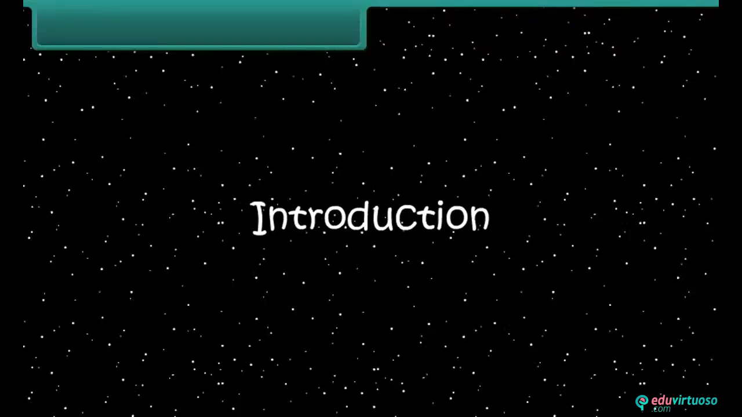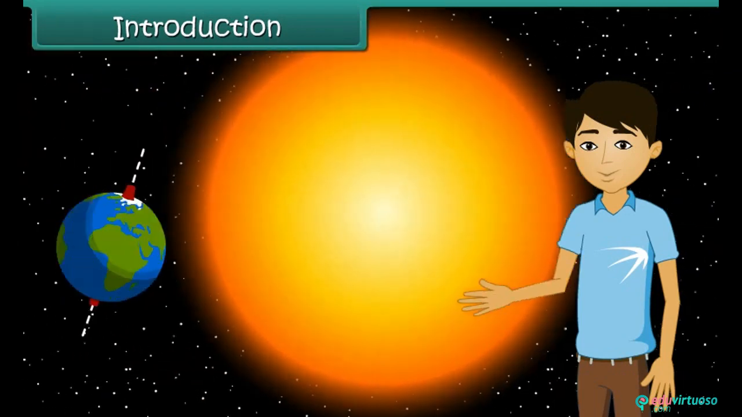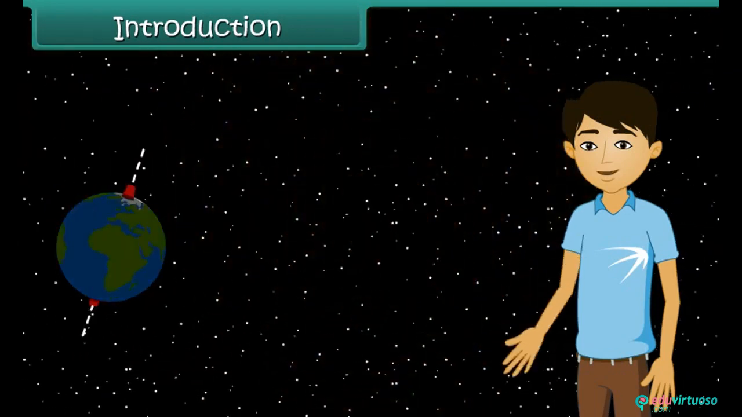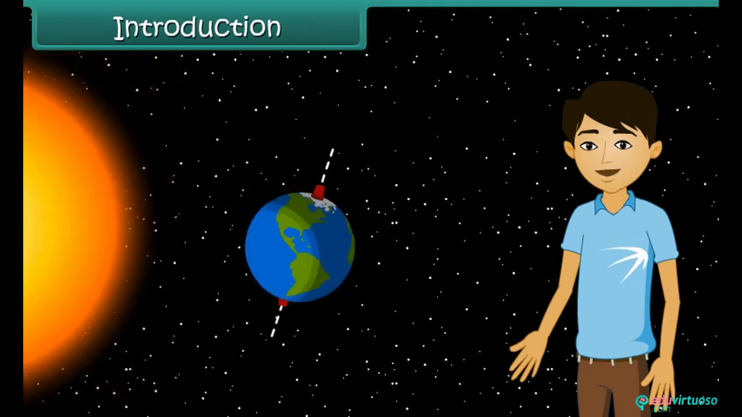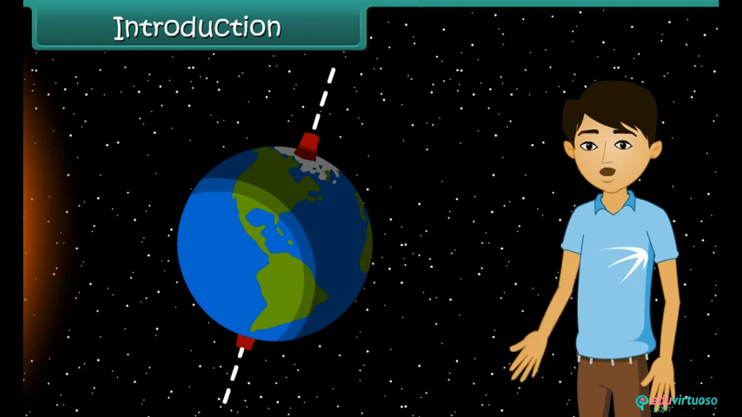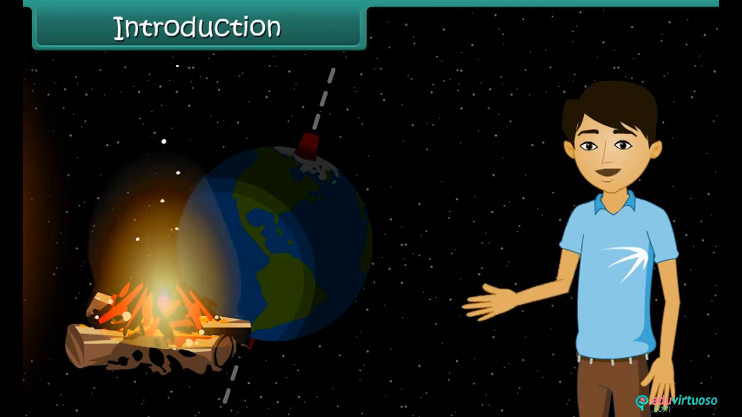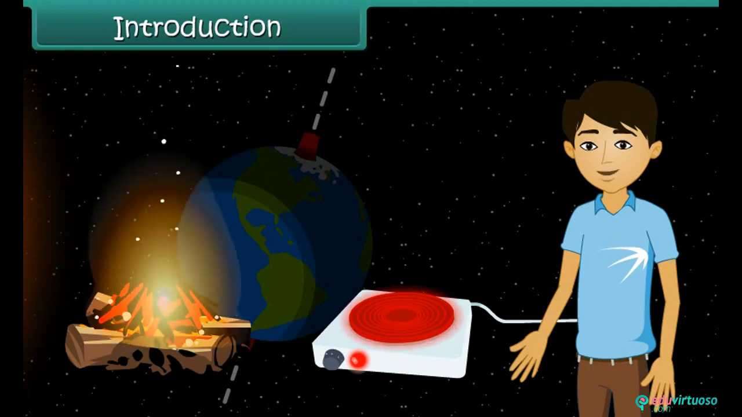Introduction. Hello students, can you imagine how cold the earth would be if there were no sun? The sun is the earth's main source of heat. Only a little of the sun's heat reaches the earth. However, this is enough for life to exist on earth. Other sources of heat are fire and electric heater. In this lesson, we will study about heat and its measurements.